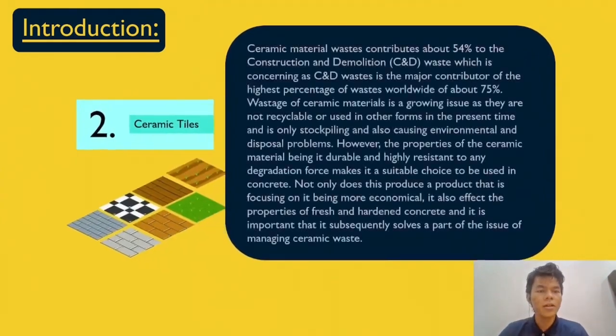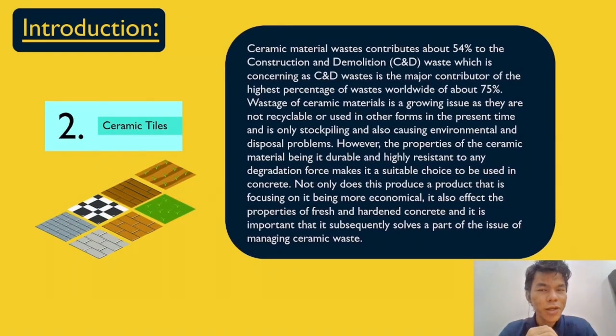For the second, the ceramic tiles. Ceramic material waste contributes about 54% to construction and demolition waste, which is already a concerning problem, as C&D waste is the major contributor of the highest percentage of waste worldwide, about 75%. Wastage of ceramic materials is a growing issue, as they are not recyclable or used in other forms at the present time, and are only stockpiling and also causing environmental and disposal problems. This is because ceramic tiles, just like scrap tires, are non-biodegradable products.